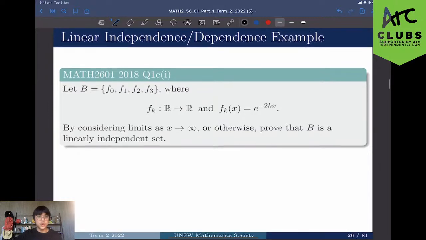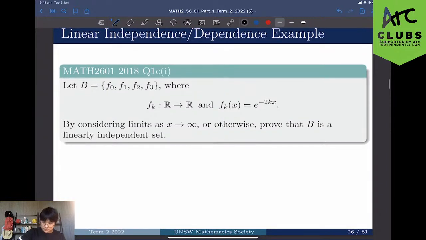So we move on to a question. Let B be a set of f0, f1 to f3, where fk(x) is equal to this. By considering limits as x goes to infinity or otherwise, prove that B is a linearly independent set.